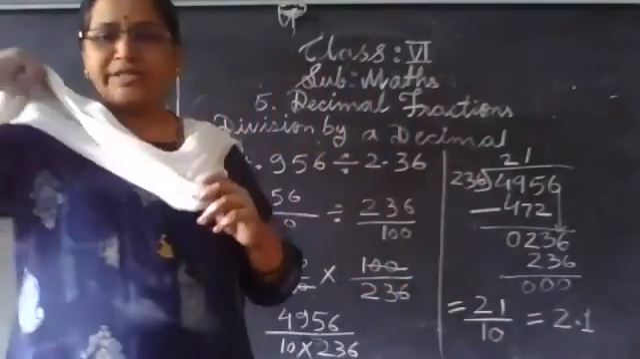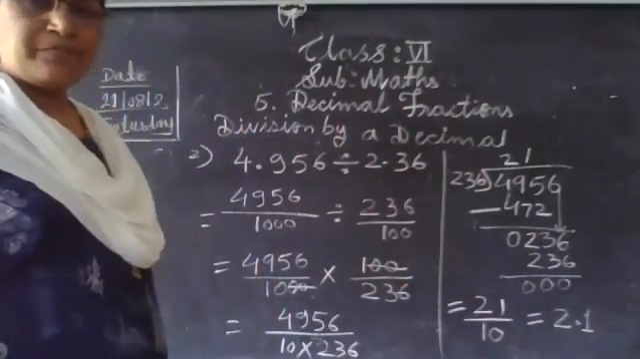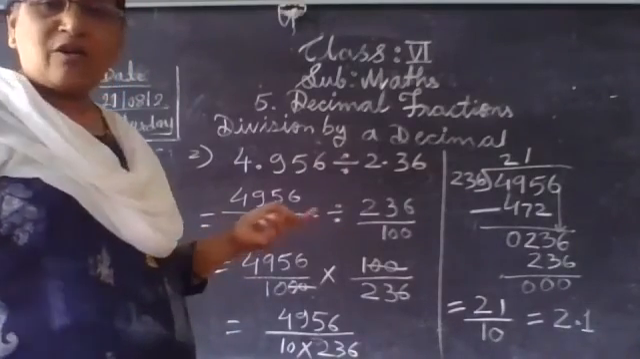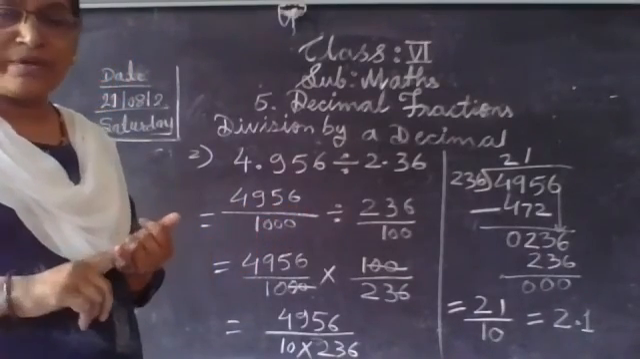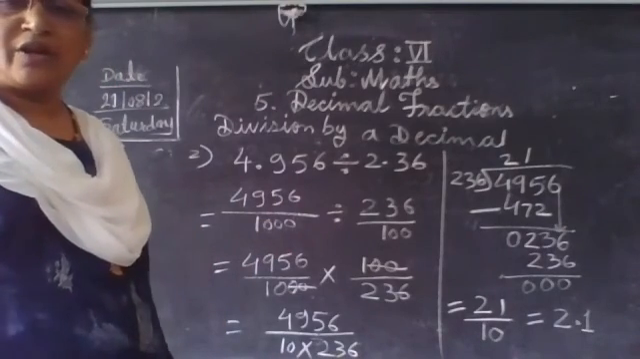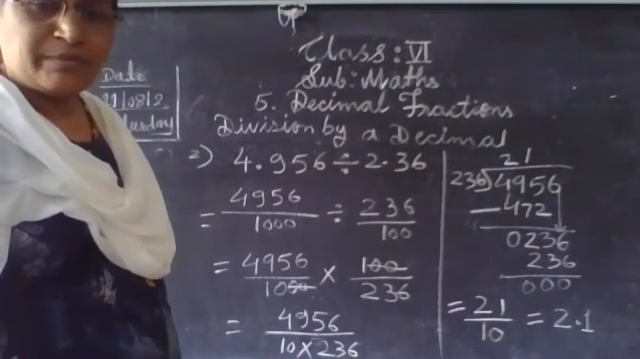Got it, children? So in this way, you can perform the division of a decimal fraction by whole numbers and by another decimal number. Got it, children?